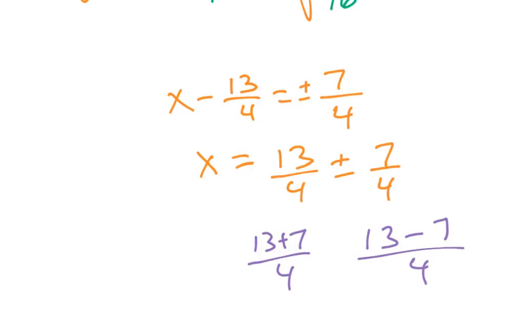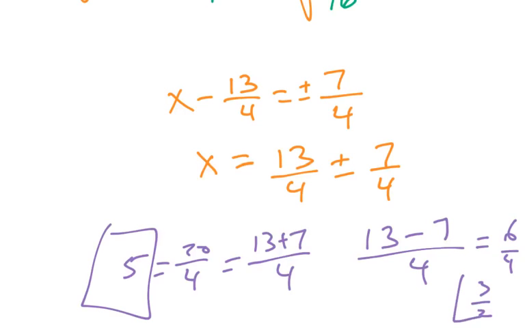So this is going to become 20 over 4, which is 5. And this one is going to become 6 over 4, which breaks down to 3 over 2. So this one, we can actually get nice clean numbers as our final solutions.